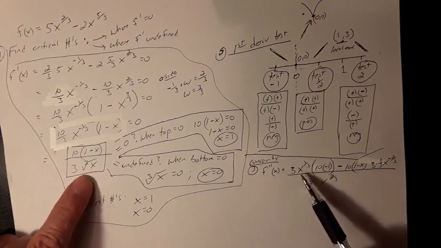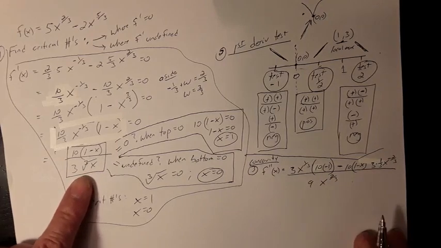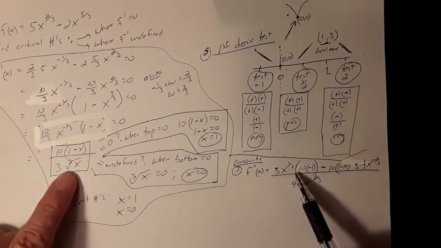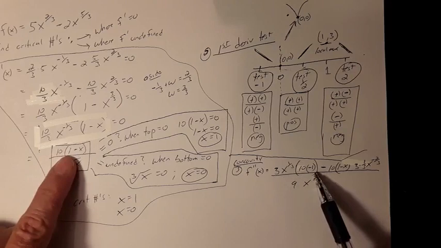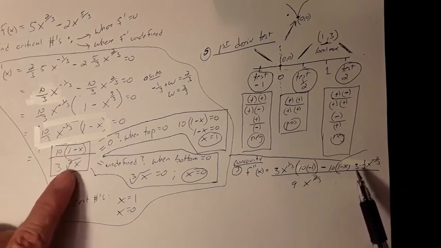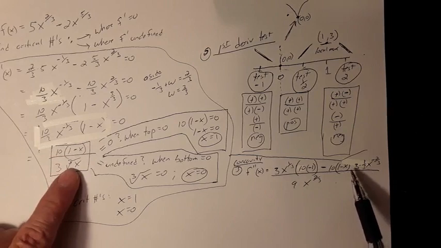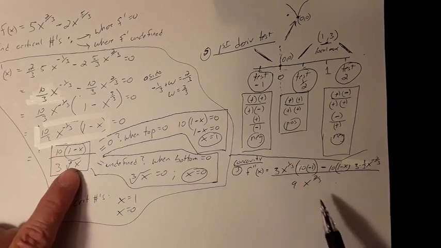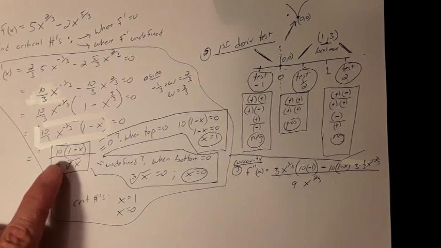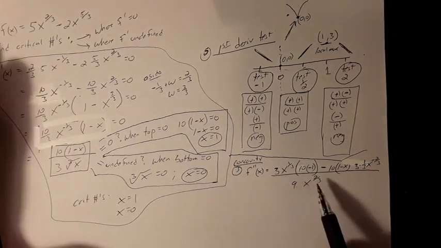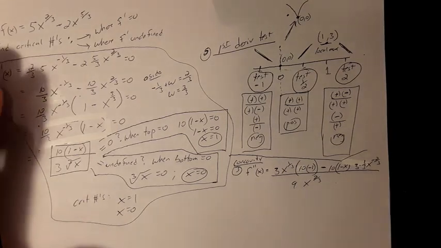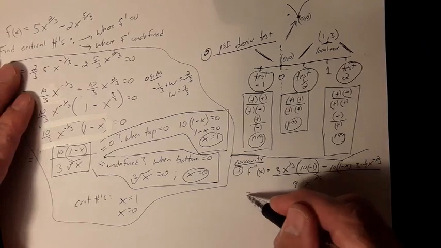So did I go low, 3x to the 1/3, d high, 10 times negative 1, minus high, 10 times 1 minus x, d low, 3 times the derivative of x to the 1/3, which is 1/3 x to the negative 2/3. And then square the bottom, 9 times x to the 1/3 squared, which is x to the 2/3. So we're going to end up having to set this to 0 and find where it's undefined. So you're going to need to factor it. You're not going to be able to avoid it. So let's start simplifying this. A couple steps here.